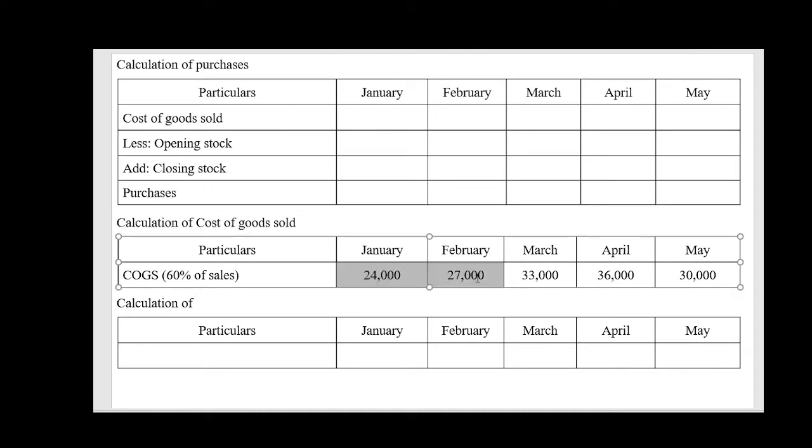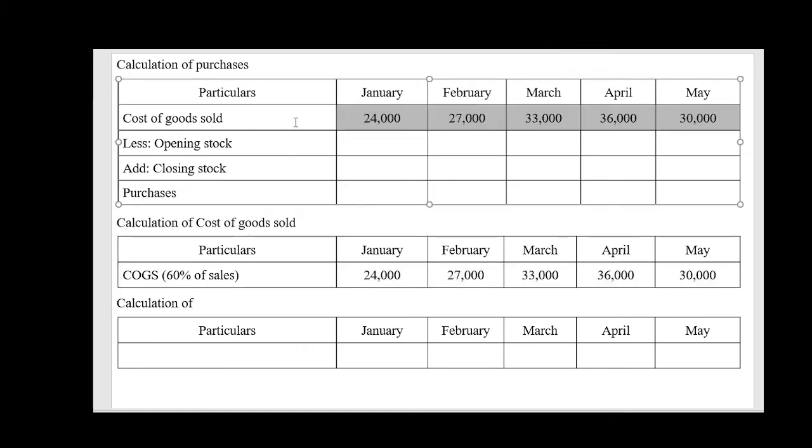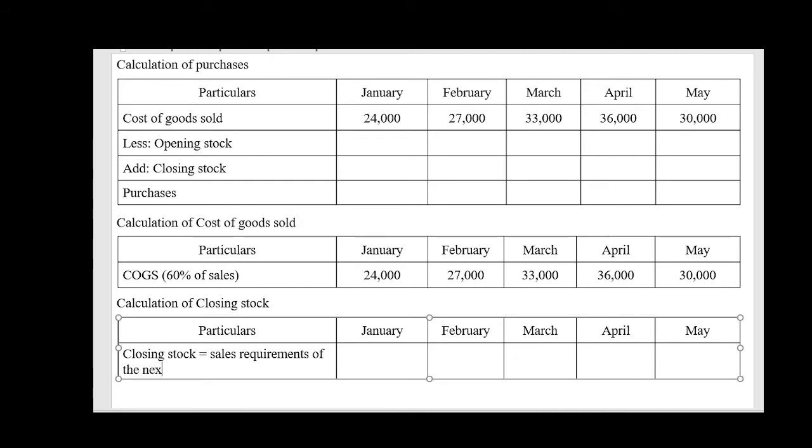So these figures are now calculated. So we will shift it over here. Next, we need to know the opening stock. Before knowing the opening stock, we need to calculate the closing stock. So let us go ahead and calculate closing stock. Closing stock, how do you do it? Closing stock is equal to the sales requirements of the next 2 months budgeted sales.